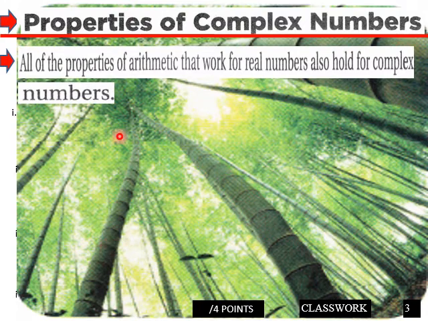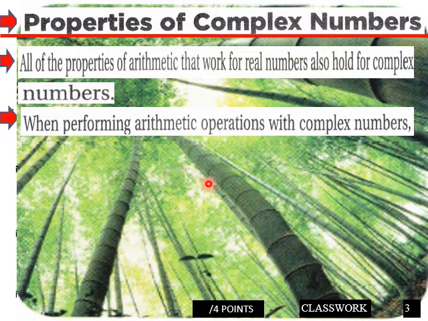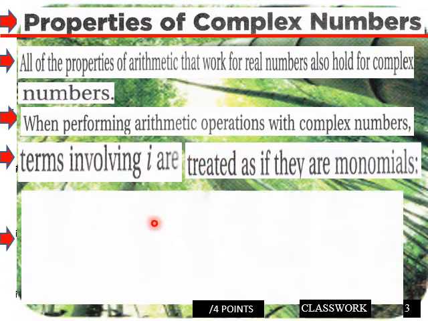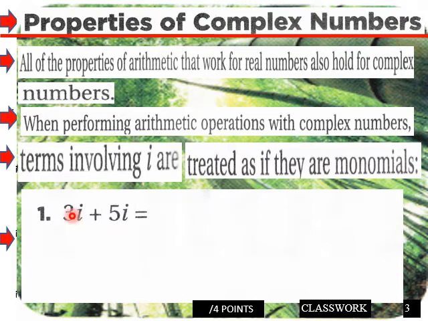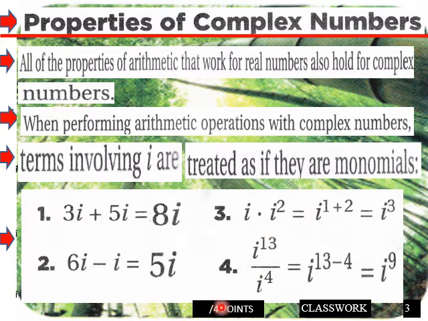Properties of complex numbers. All the properties of arithmetic that work for reals will also hold for complex numbers. When performing arithmetic operations with complex numbers, terms involving i are treated as if they are monomials. So 3i plus 5i, then here are examples of arithmetic operations with imaginaries. Then we have the same exponent rules here, and the product of powers property.